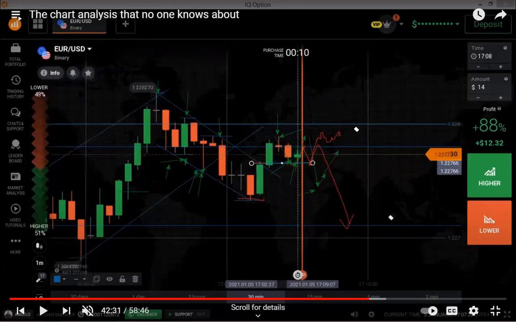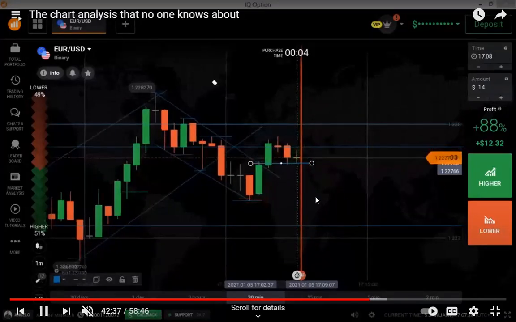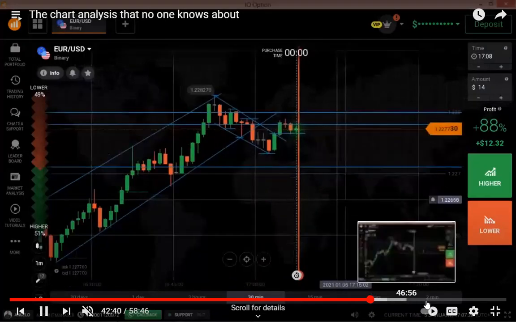So that is how you analyze the chart. That is how you analyze the structure of the market. By analyzing the structure of the market this way, it will make you understand how to predict candles and how to predict the next market direction. So let's see what happened next.